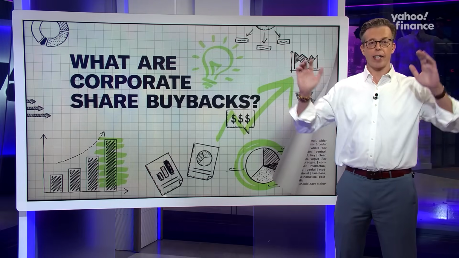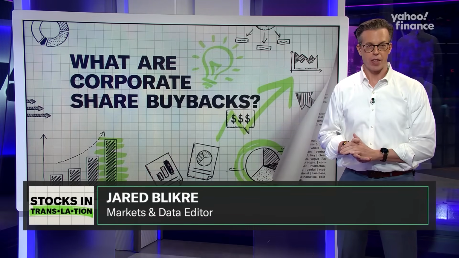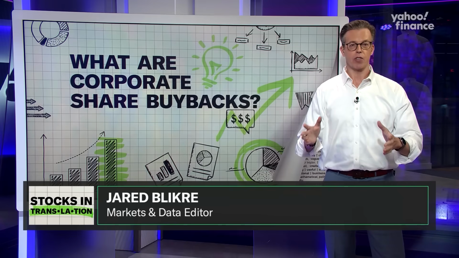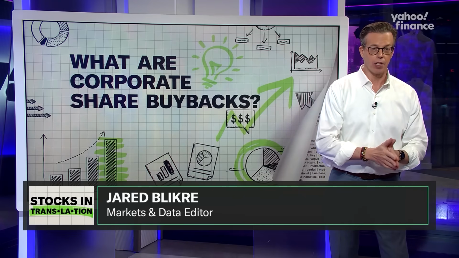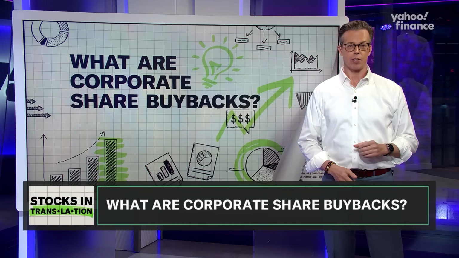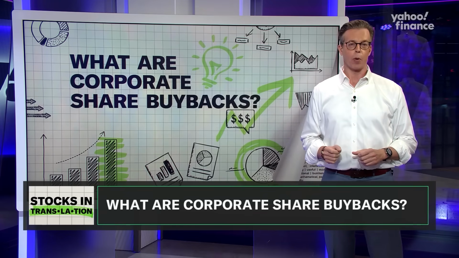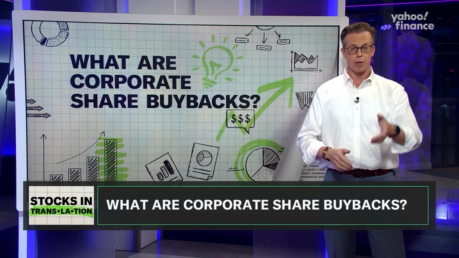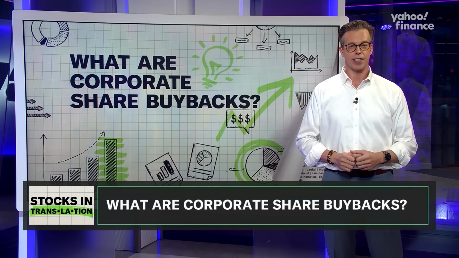Indexes are sitting near record highs, even the small cap Russell 2000. The S&P 500 alone has added $16 trillion in market cap since the April lows, and meanwhile, the Fed is cutting again. And earnings season is about to start. But one of the biggest supports for stocks is fading right now, the stock buyback bid. And that's what we're digging into on today's Stocks in Translation.